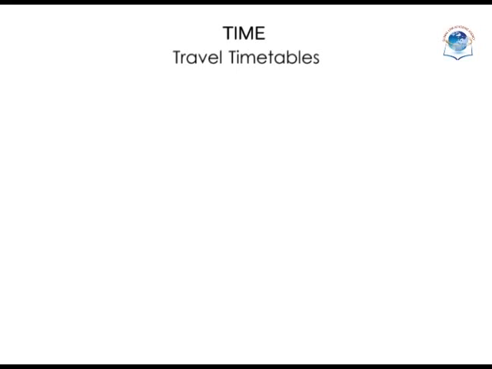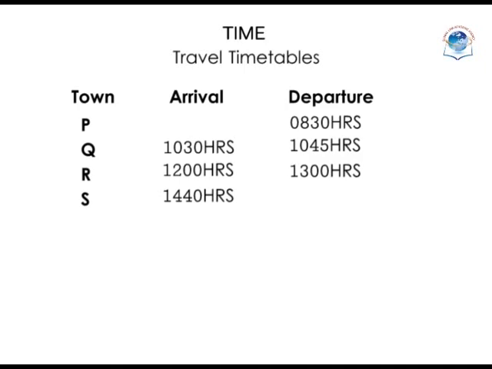Lastly, travel timetables. Travel timetables are often found at bus and train stations. They indicate the times of arrival and departure for the buses and trains. This is a sample travel timetable. It means the bus left town P at 8:30 in the morning and arrived at Q at 10:30 AM. At Q, it rested for 15 minutes and left at 10:45, headed to R, where it arrived at 12 noon.